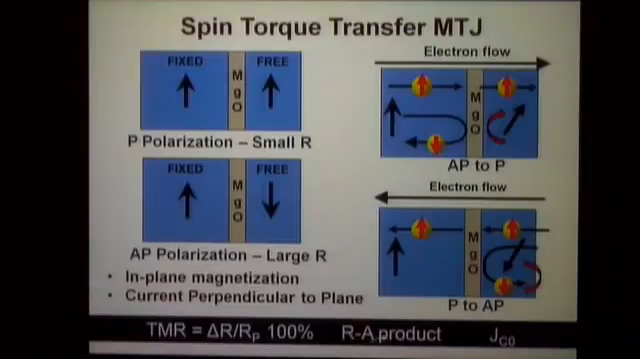Then we have the RA product, which will essentially be the resistance multiplied by the area. It gives you the input impedance of this device. And finally, JC0 is the critical current density, which is required to switch the free layer magnet.